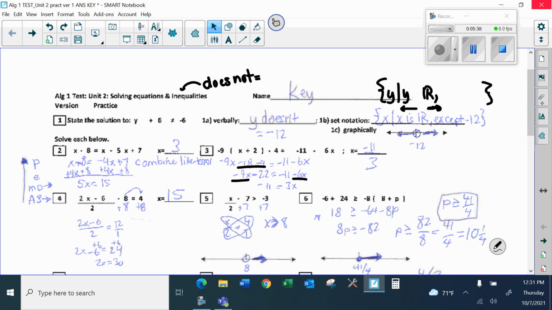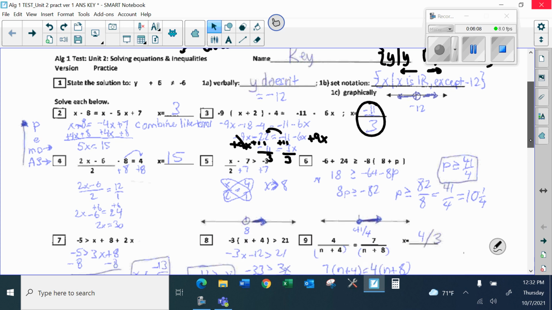So I'm going to add the 9x across. Okay, so I'm adding 9x across. I just didn't write that here. Okay, so then I get 3x, and then I'm moving the constant across. I'm adding 11. The opposite of negative 11 is plus 11. And negative 22 plus 11 is negative 11. Last step, divide by 3. And I get negative 11 thirds right there.